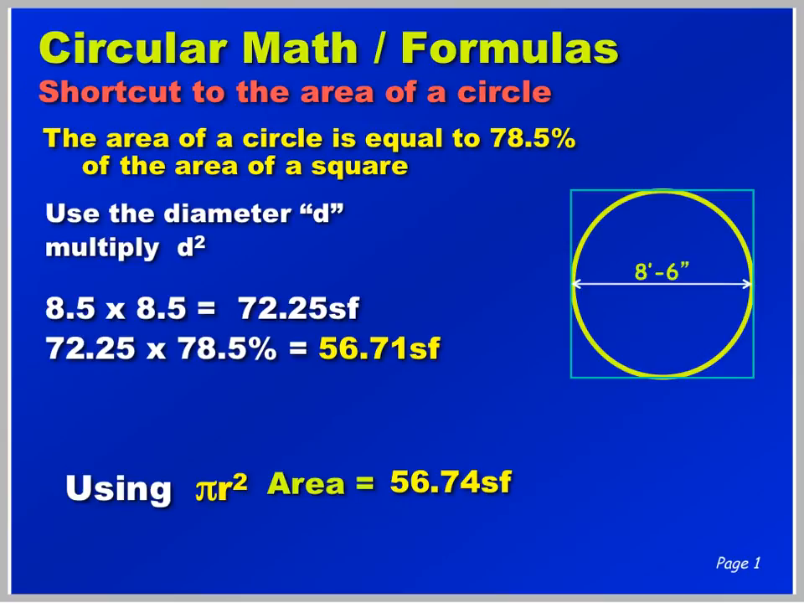So if you had a diameter of 8 foot 6 inches, 8.5 times 8.5 would give you 72.25 times 78.5 would give you 56.71 square feet. And if you did it the other way around, you would get 56.74 square feet. So you can see that the answers are very, very similar, certainly good enough for estimating.